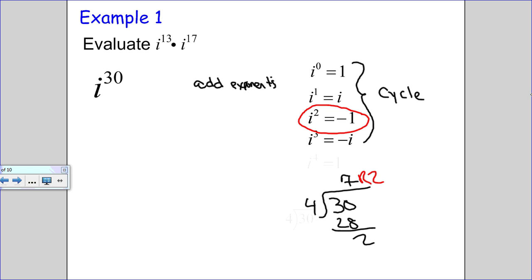So we're going to look at this. Well, it's negative 1. So i to the 30th is equal to negative 1. That's the final answer.